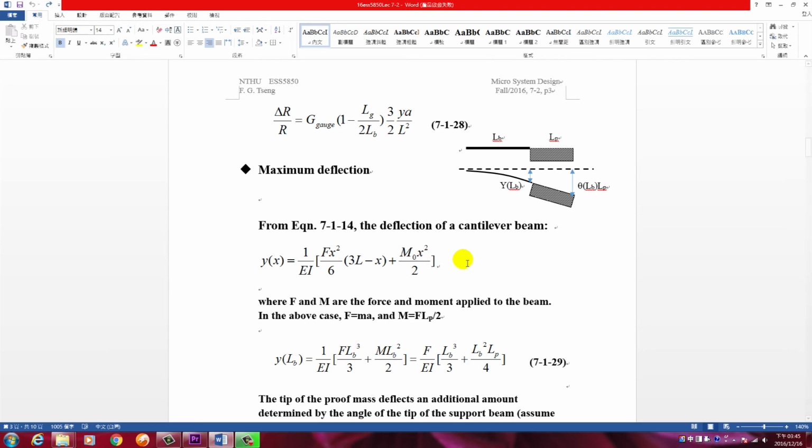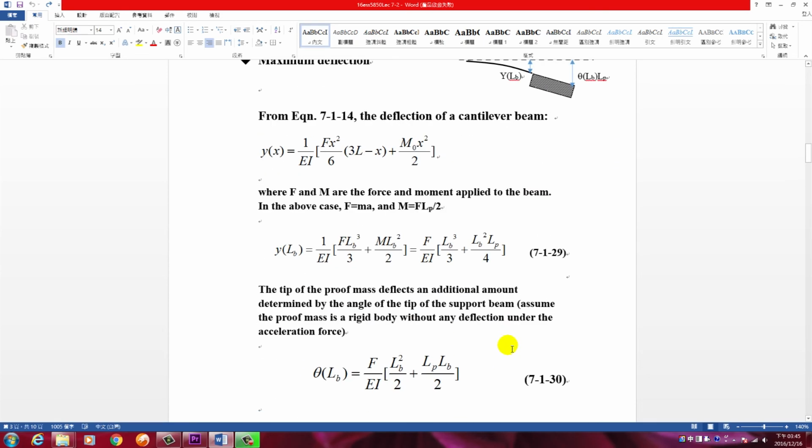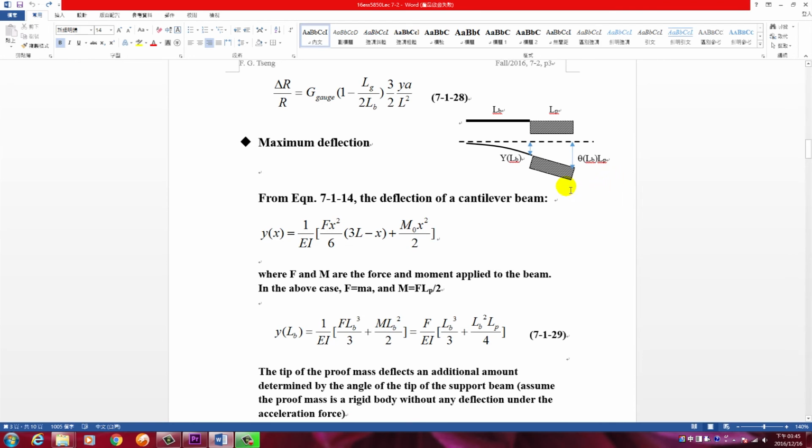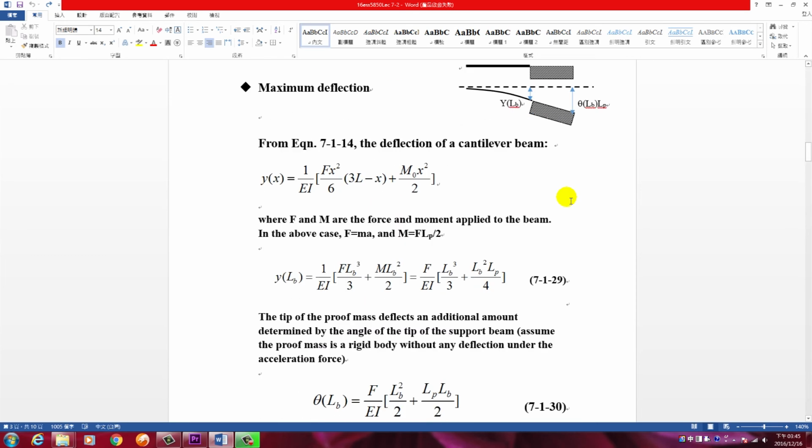Okay? So the deflection of the beam is easy. We just plug into the equation, using L to replace X, and we can find the beam deflection, LB, equal to the final result here. So the deflection of the beam tip is here. Now we will consider the angle from the tip of the beam to this extension of the proof mass, and try to find the distance difference in height, from here to here.